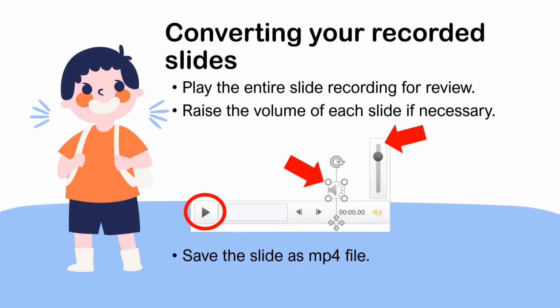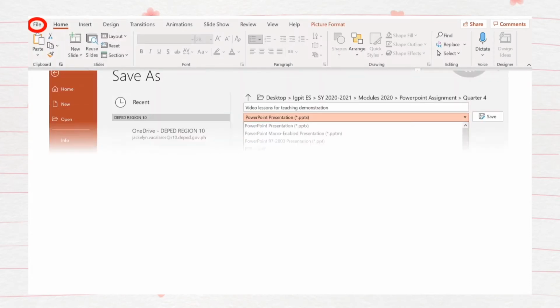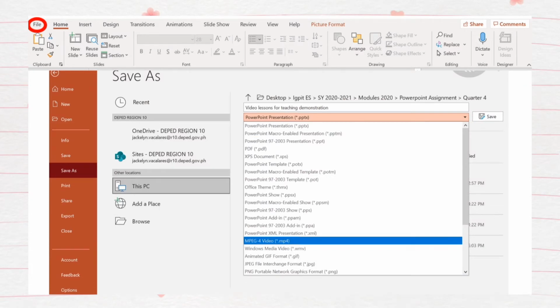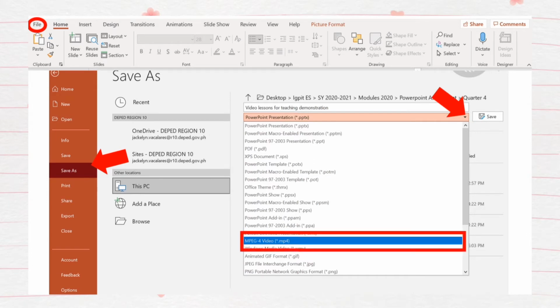And then you save the slide as an MP4 file. How are you going to do that? You are just going to click File, and then this will come out. You click Save As, and then you go to that option. You choose MPEG-4 video or MP4, and then you click Save.